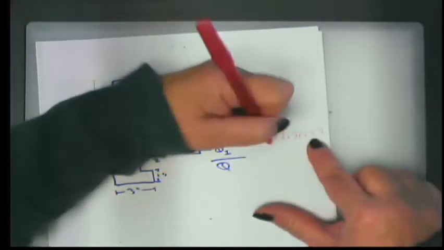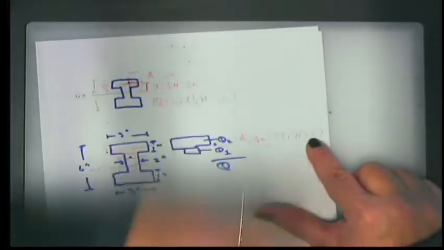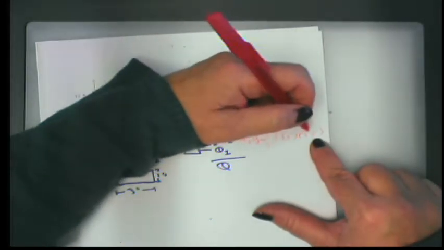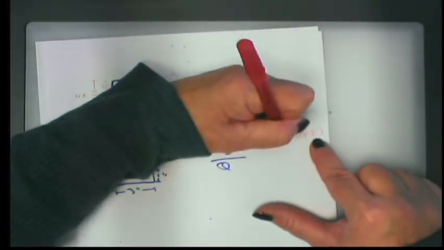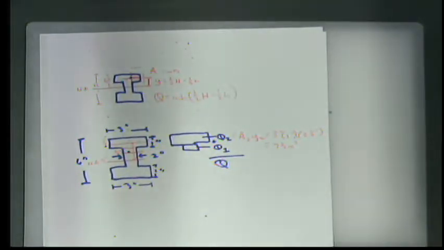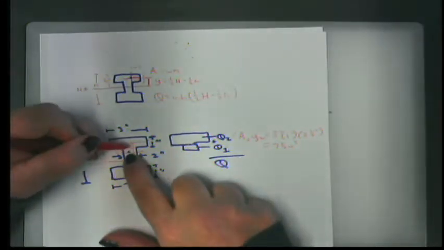So my Q of part 1 is 3 times 2.5, which is 7.5 inches to the 3rd power. And inches to the 3rd power is the appropriate unit for Q. All right, now let's do this chunk right here.